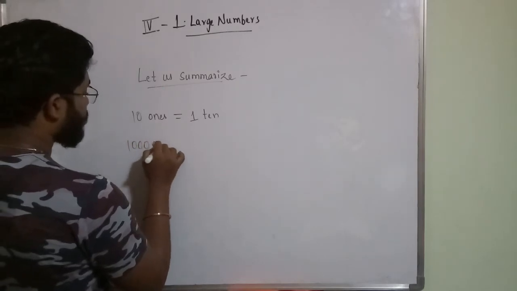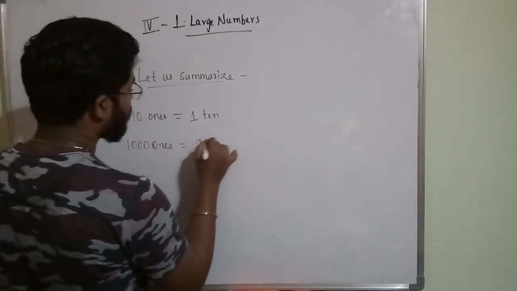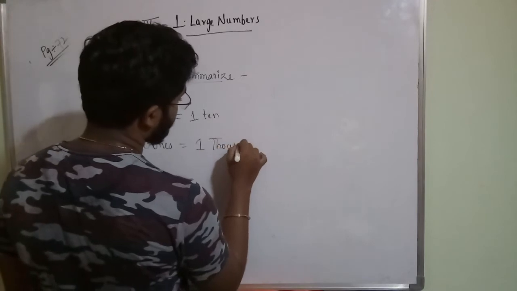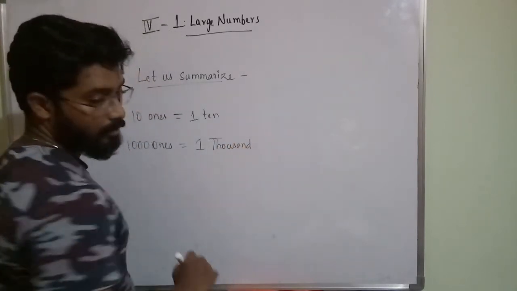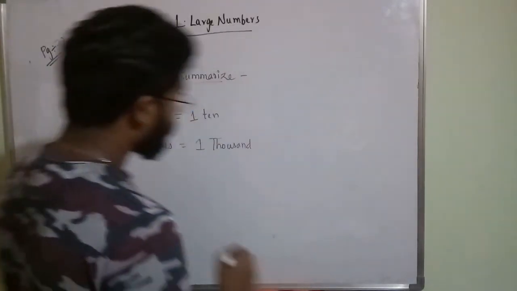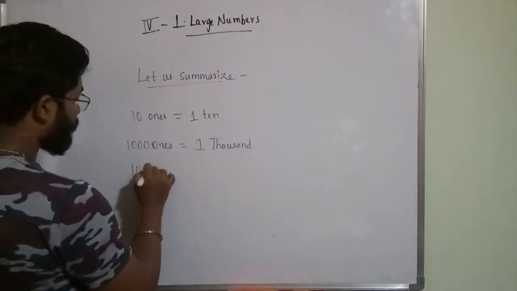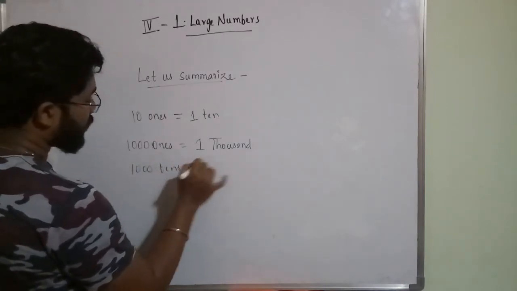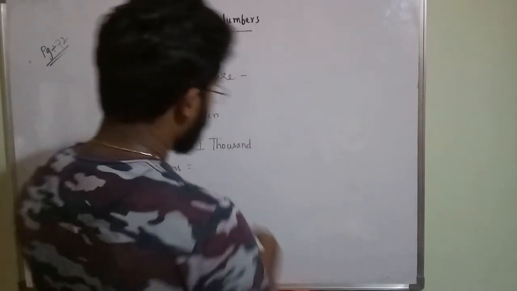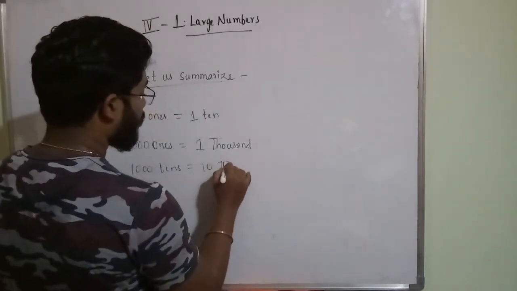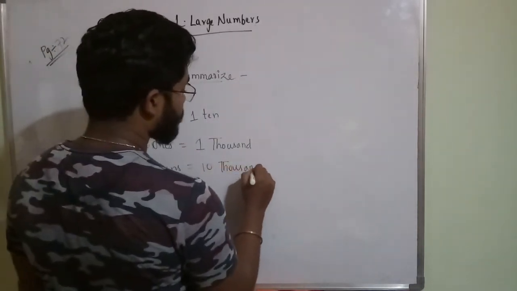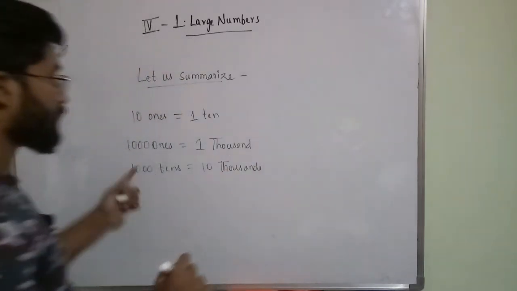1000 ones equal to 1000. Okay, 1000 tens equal to 10,000s. How are you getting this? I will explain very clearly. So let us see this first.